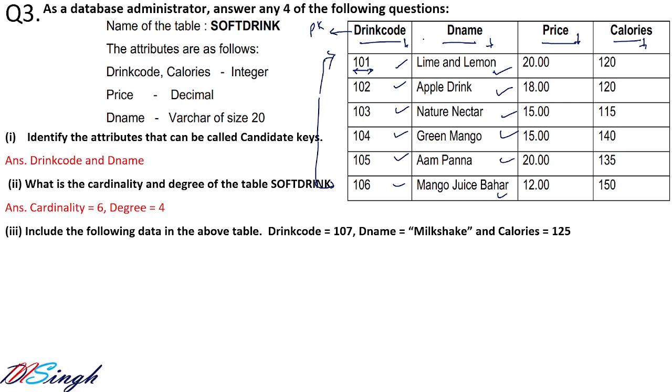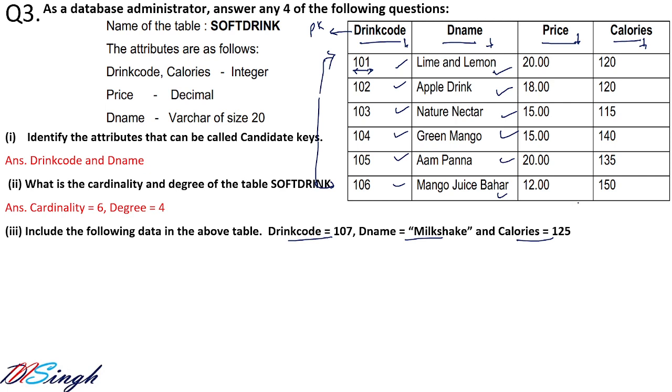Include the following data in the above table. So what does it mean? It means that you have to insert that data inside the table. What is the syntax of insert table? Insert into table name, that is soft drink, where insert into soft drink, then you need to give the column list. So for how many columns you are supplying value? 1, 2 and 3. And how many columns are there in the table? There are 4 columns. In that case, you have to write the column list.